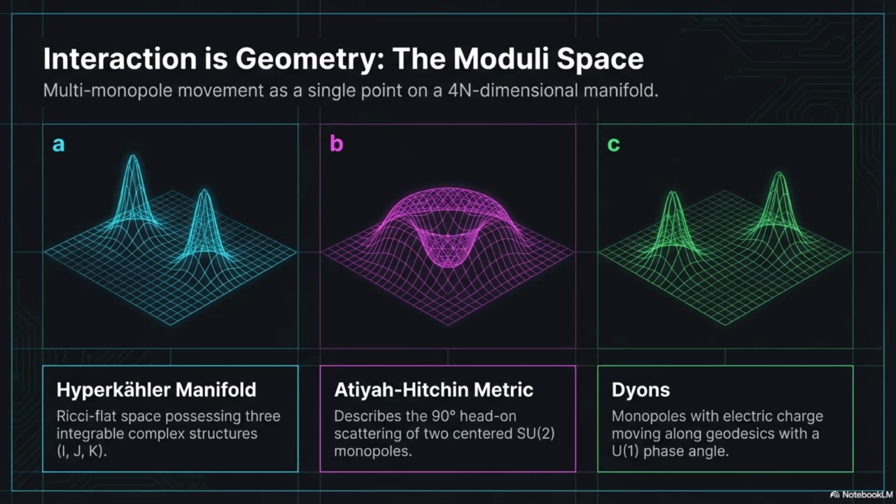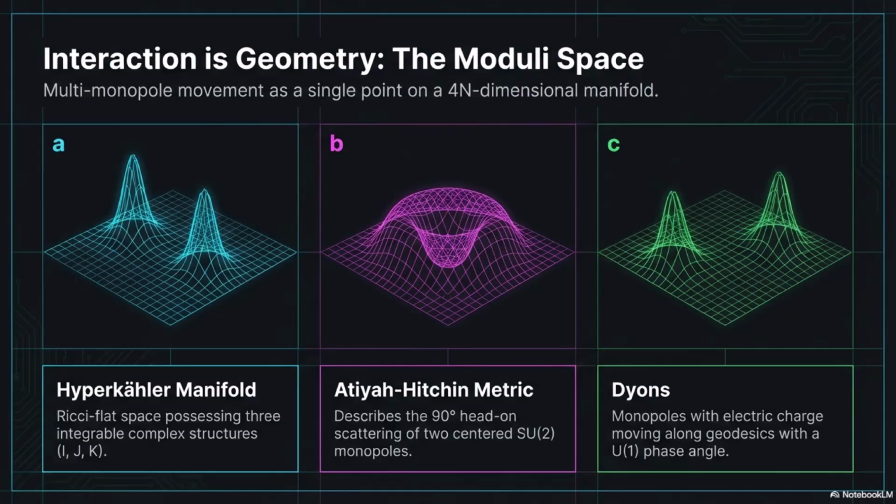This was a real light bulb moment for me. Hmm. I usually think of interaction like billiard balls smacking into each other. But this shows a hyperkähler manifold and something called an Atiyah-Hitchin metric. This is the elegance of the theory. Instead of two particles bumping, think of a single point moving along a curved surface. The shape of that surface is the force.